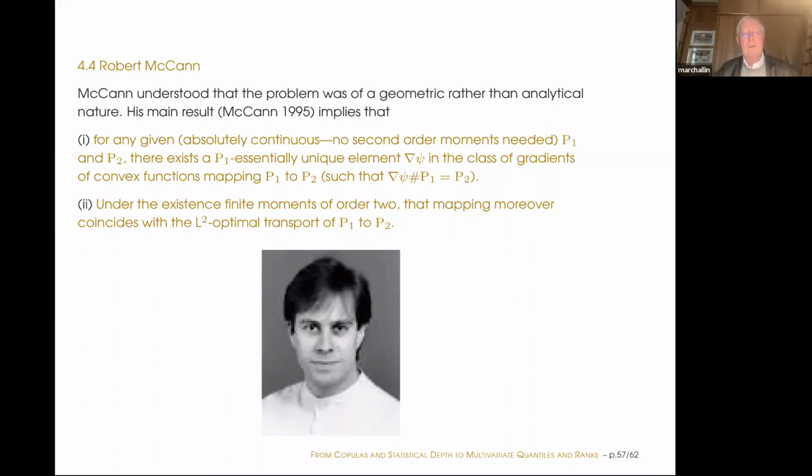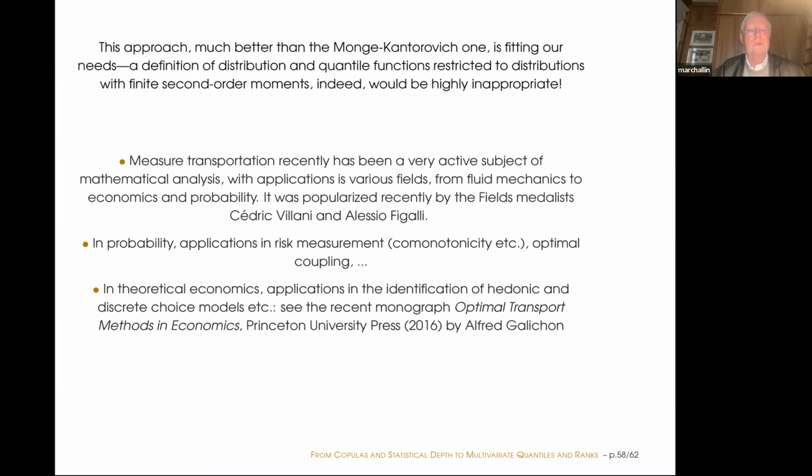And this is the most general result we are using here, because who would like to define quantiles and ranks, etc., only for distributions possessing second-order moments? And well, the problem by Monge and Kantorovich is an optimization problem, and the objective function of this optimization problem is, in our context, a quadratic function of the observations. And so if you don't have finite second order moments, this objective function is plus infinity, and there's no optimization possible. So the result by McCann is absolutely fundamental in our approach.